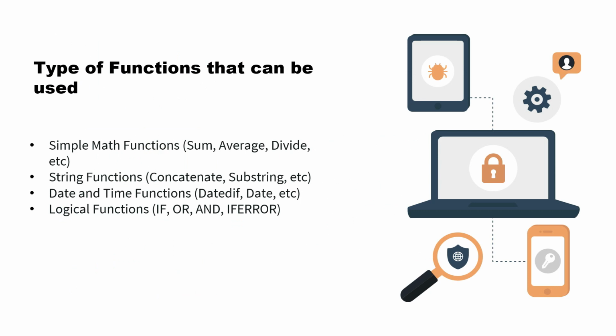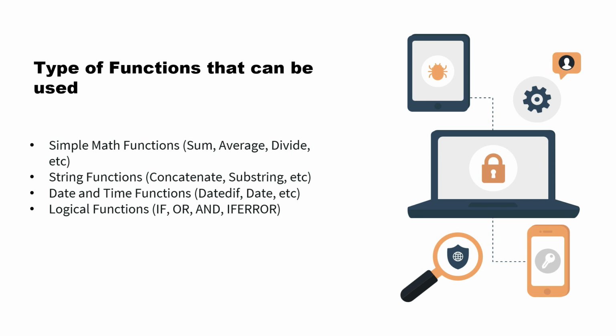We have multiple types of functions that can be used for calculation. First is simple math functions. There are average, divide, index match, max, min, subtract, sum, countif, mode. We have multiple options under simple math functions. Under string functions, we have concatenation, substring, is blank, length, uppercase, lowercase. So we have these types of functions that can be used within string functions.